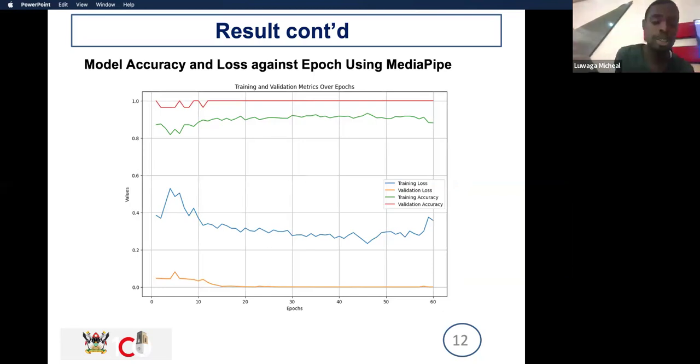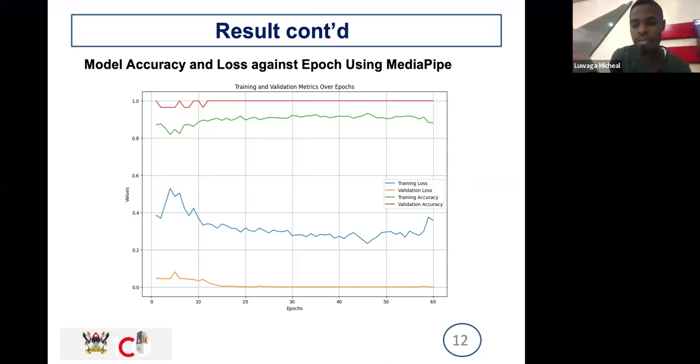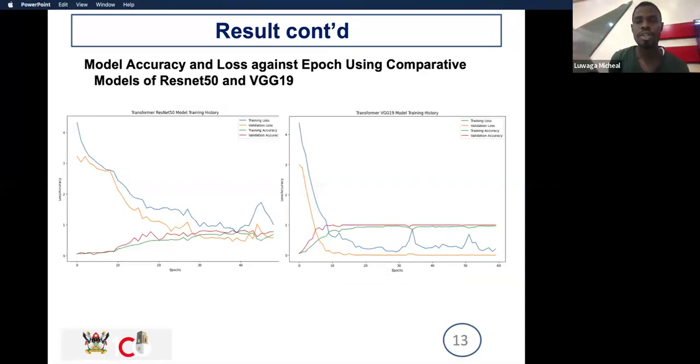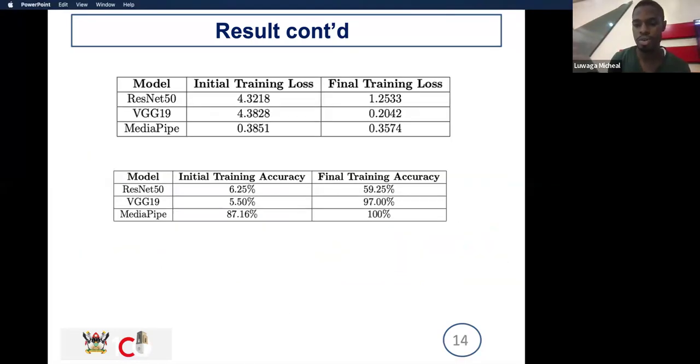When we compare with other models that use the ResNet and VGG19, we see that the model performed better than ResNet 50 because its accuracy is far above and its loss is also lower compared to the ResNet 50. These are the tabulated results of those.